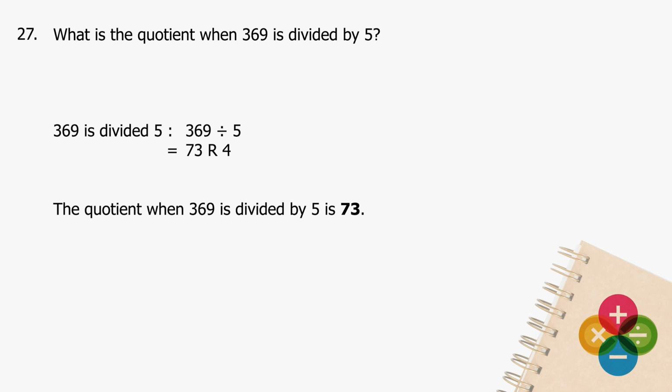369 divided by 5 will be: divide 369 by 5, and the quotient is 73. Remainder 4. The quotient when 369 is divided by 5 is 73.